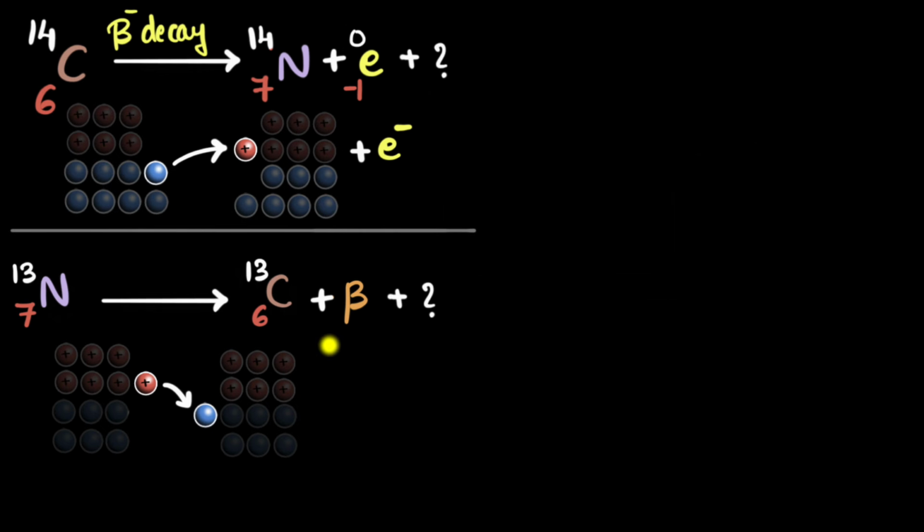And again, if we try to account for the charge, because charges must be conserved, there's a positive charge here on the left-hand side. So on the right-hand side, there must be positive. This is neutral. That means this particle must be positively charged. It must have the same charge as the proton. So what is it? Well, turns out this is what we call a positron.